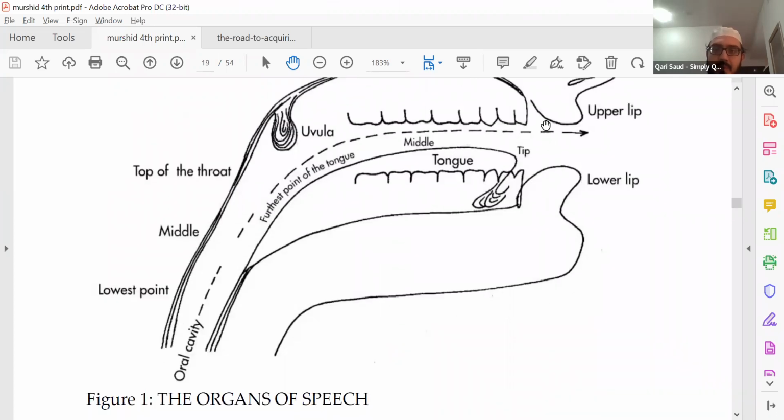So you can see here the oral cavity starts from here, right? It's everything starting from here all the way down, okay? So you can notice here that some of the Makhārij, some of the points of articulation, are wider, okay? They have more space, whereas others are more specific, okay?